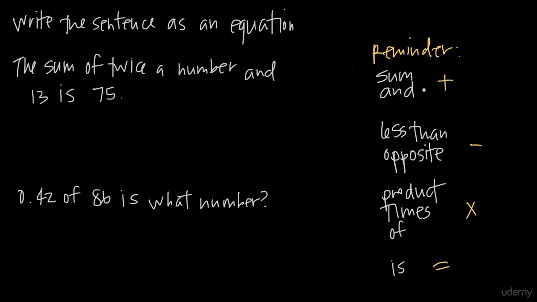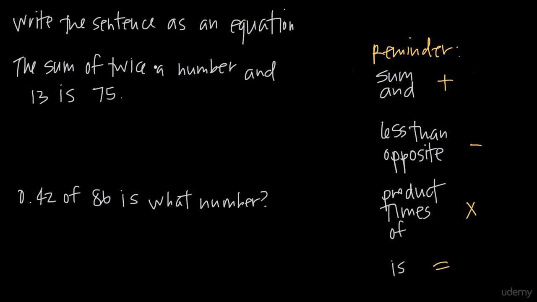When you have word problems like this, remember that sum and, both of those words, are going to mean plus. Less than and opposite are going to mean minus, and we don't mean less than as in less than or equal to, or greater than or equal to. We mean something like 3 less than 4 is 1, right? So less than or opposite is going to be minus. Product, times, and of will be multiplication, and is going to be equal to.